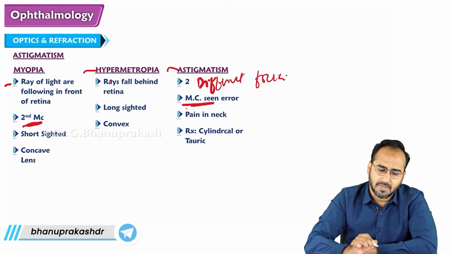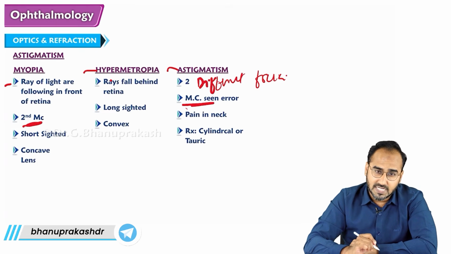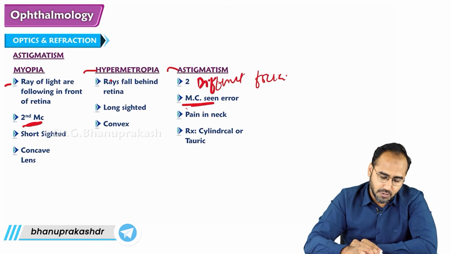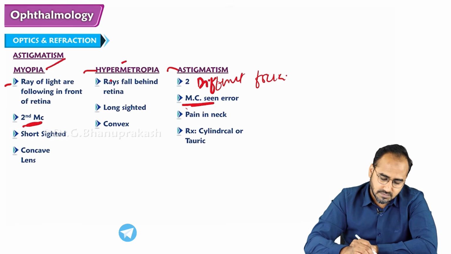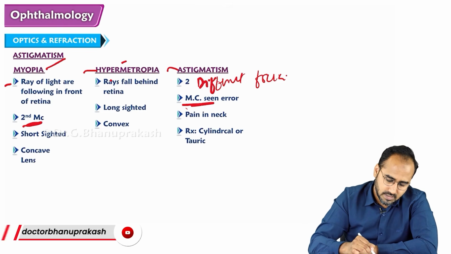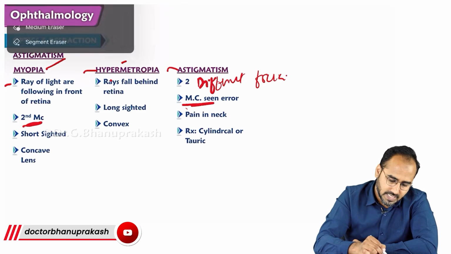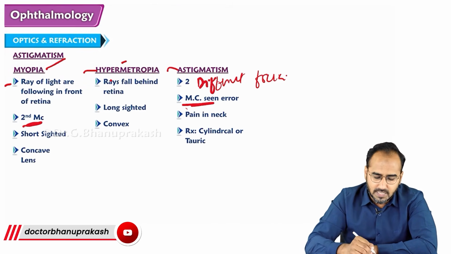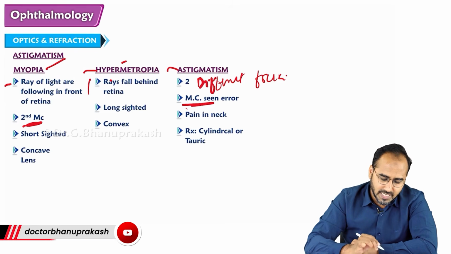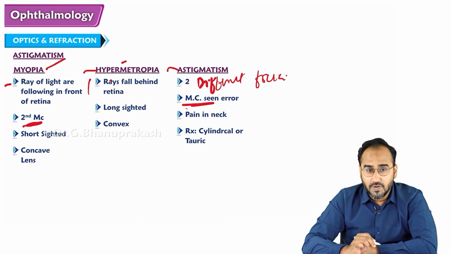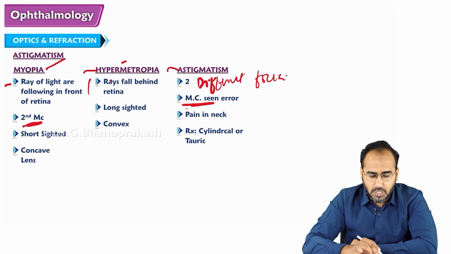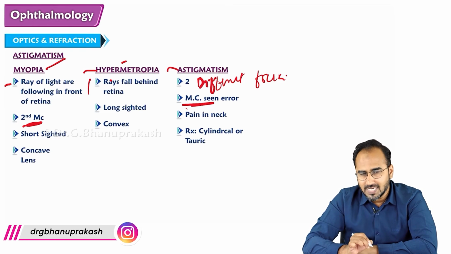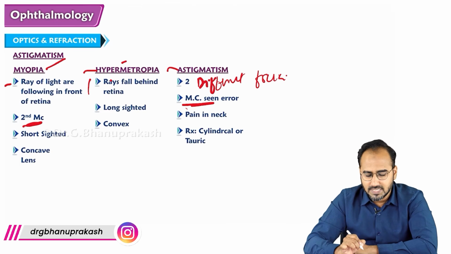Next, which is the most common? Astigmatism. Second most common, myopia. Third, hypermetropia. Hypermetropia is called far-sighted, meaning far things can be seen properly. Myopia is short-sighted, which requires concave lenses. Myopics go into concave, whereas hypermetropics, convex lenses. Okay.